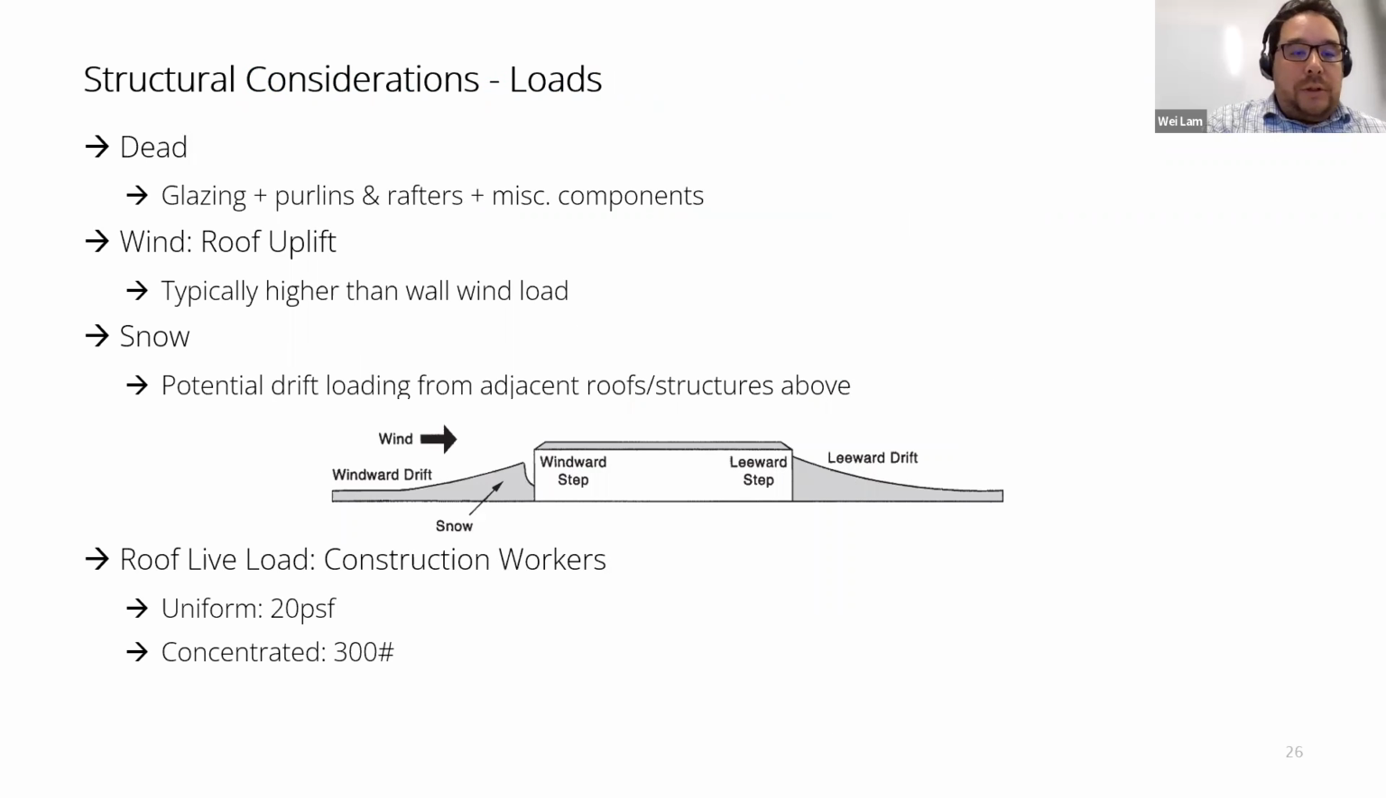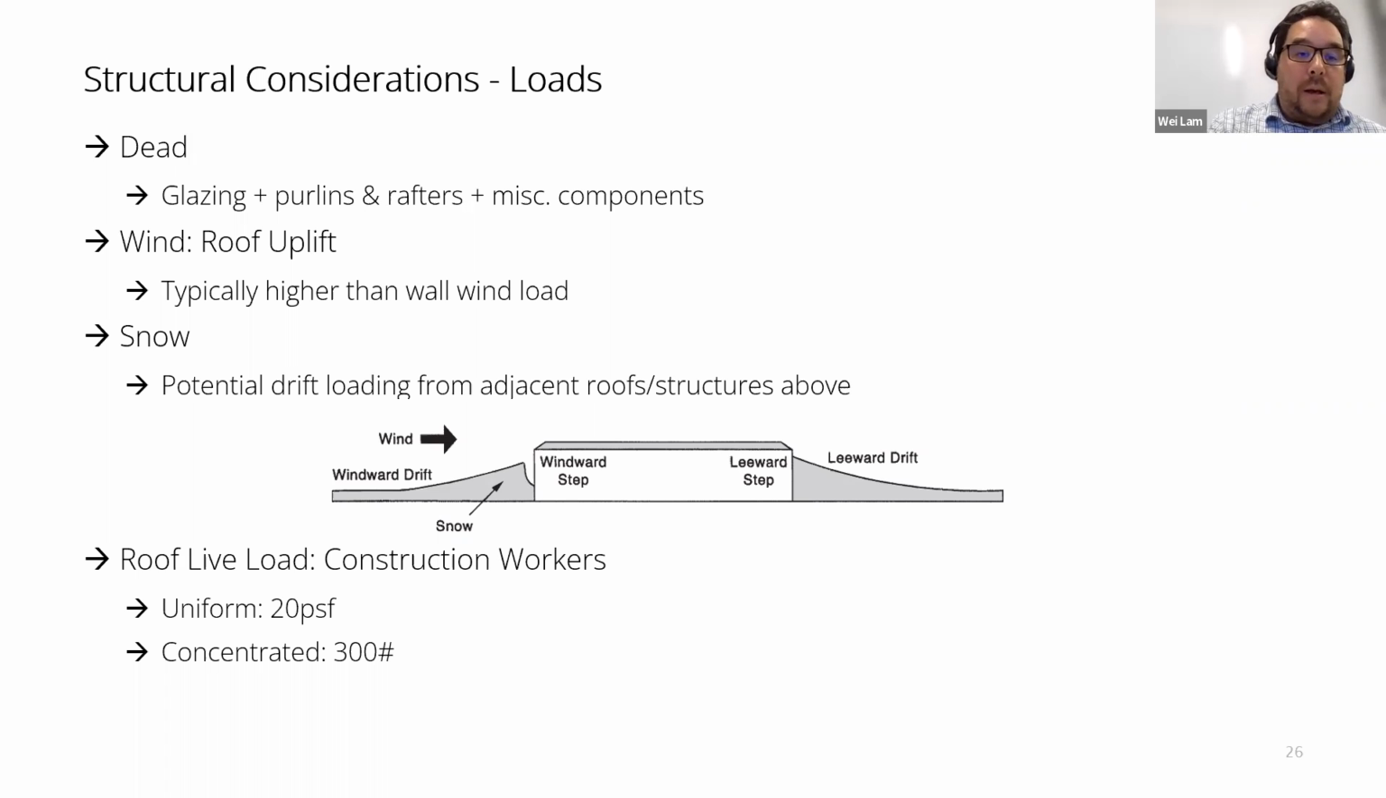So just a couple quick notes on structural considerations and loads. I just figured we'd talk about this very quickly. Dead loads, you need to consider glazing, purlins, rafters, and the miscellaneous components related to the system. Wind uplift is typically higher than wall loads and needs to be considered carefully. In many of the larger projects that I've worked on, we generally see a wind tunnel study that we'll look at carefully. So some of the larger applications, certainly not for unit skylights.